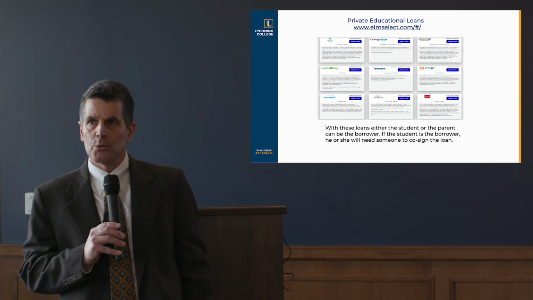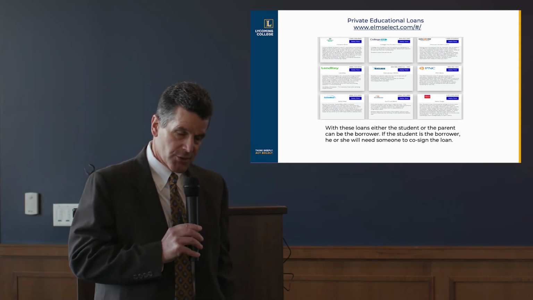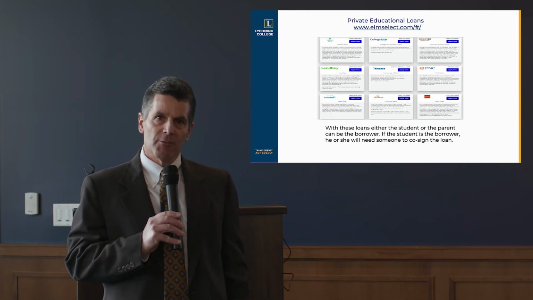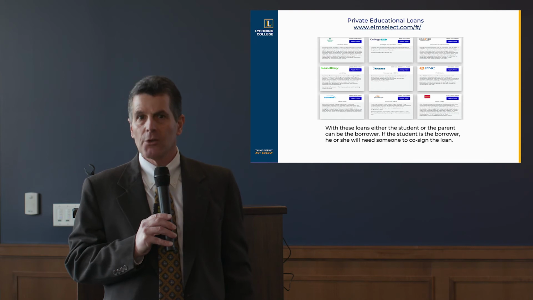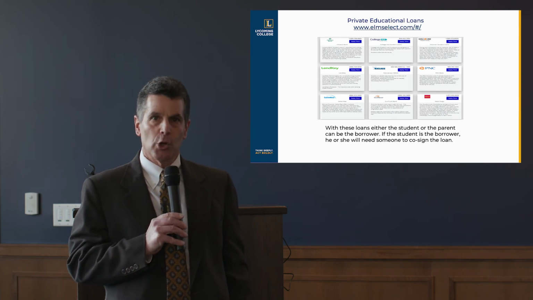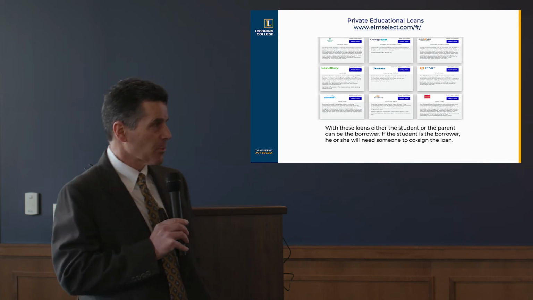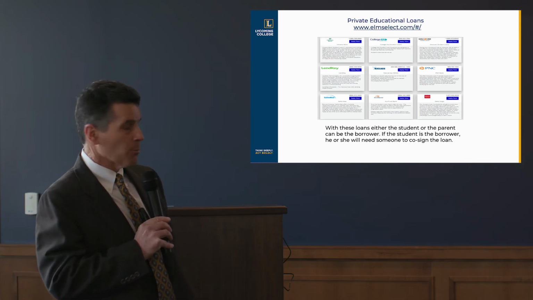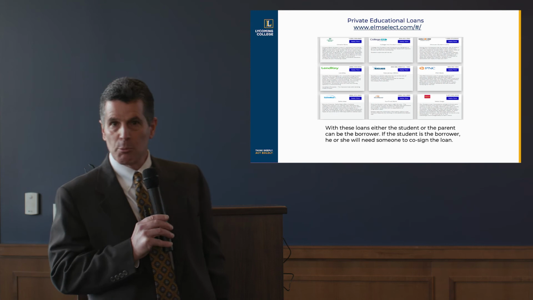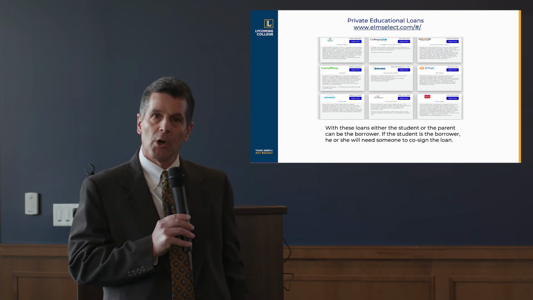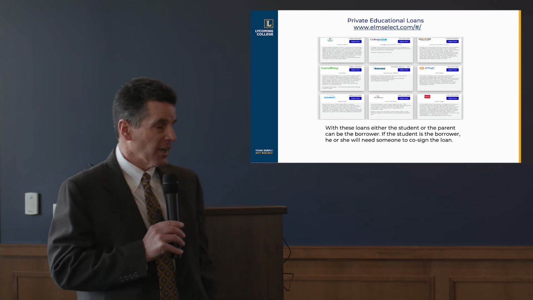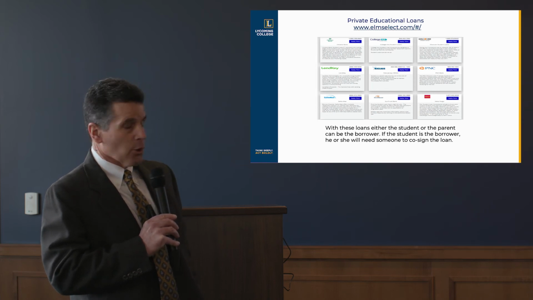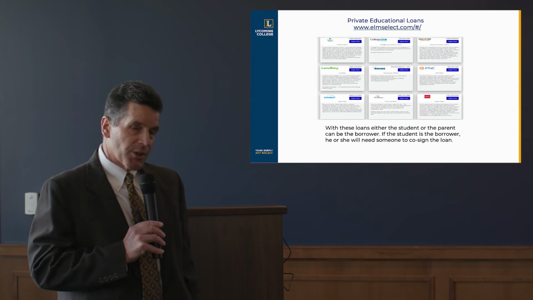Also on these loans, either the student or the parent can be the borrower. So if you'd rather have your son or daughter be the borrower, they will need a creditworthy co-signer to apply for one of these private loans. So please be aware of that as well. The parent can be the borrower too, so the parent can go on, apply for this loan, and they would be the borrower. There are good options with different lenders.